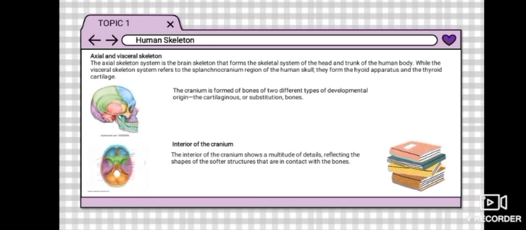For the most part, the substitution bones form the floor of the cranium, while the membrane bones form the sides of the roof. It consists of relatively few large bones: the frontal bone, the sphenoid bone, two temporal bones, two parietal bones, and the occipital bone.